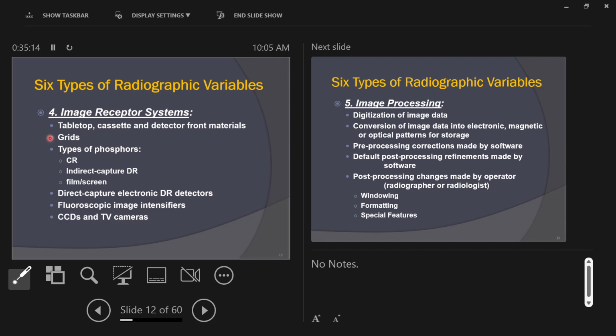Okay. Grids. We won't talk much about grids, but here's what you should know about grids now if you don't know anything. Grids are something put between the patient and the image receptor, and their job is to absorb scattered radiation. So one more time, placed between the patient and image receptor, their job is to absorb scattered radiation. So they're absorbing radiation from the remnant beam that doesn't carry information.